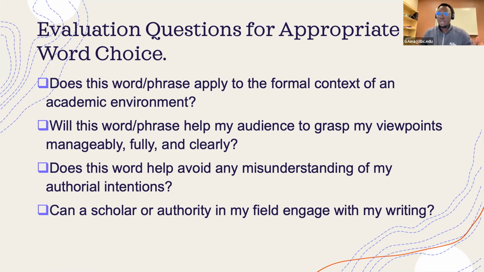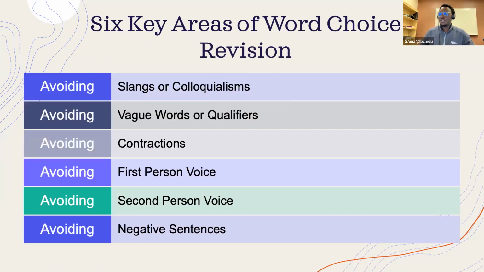Sounds good. So now the next thing we want to look into is the 6 key areas of word choice revision. First one is avoiding slangs or colloquialisms. Second one is avoiding vague words or qualifiers. Third one is avoiding contractions. The fourth one is avoiding first-person voice. The fifth one is avoiding second-person voice. And the last one is avoiding negative sentences. These are the 6 key areas you have to look out for when applying word choices.